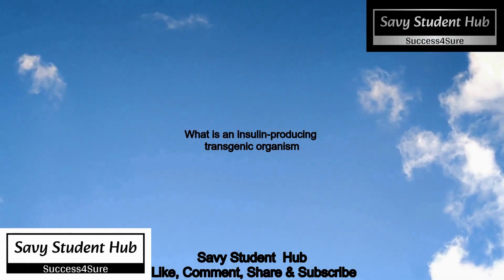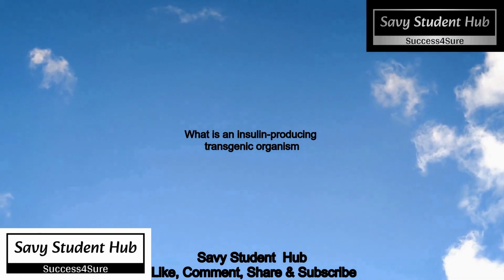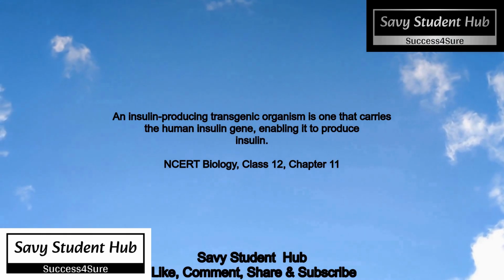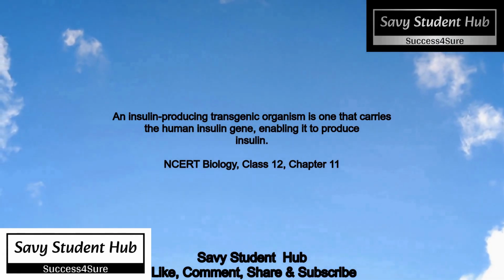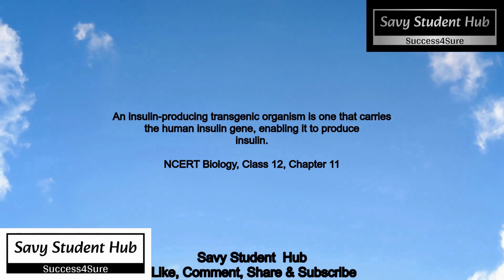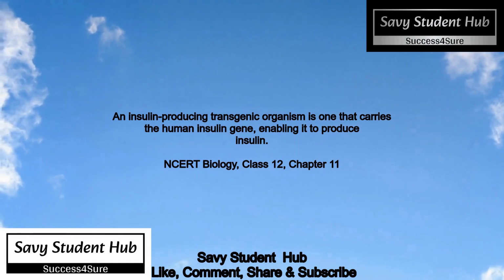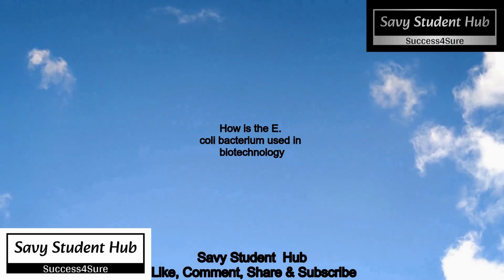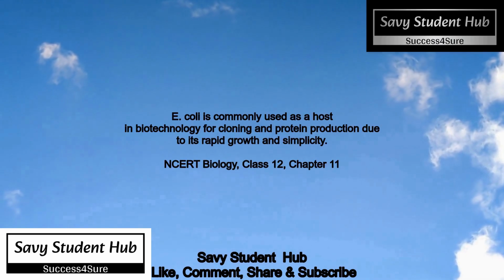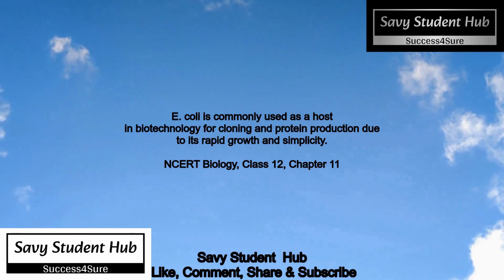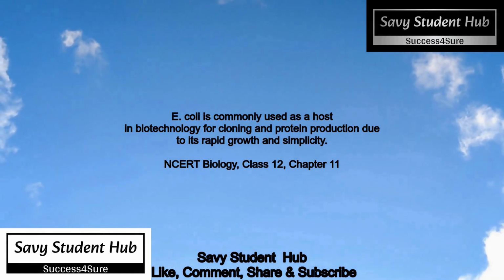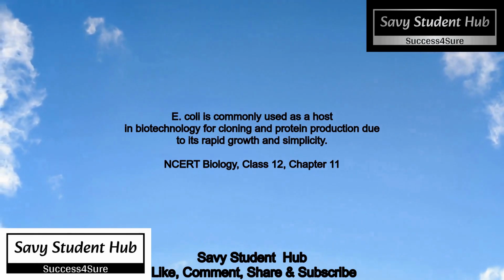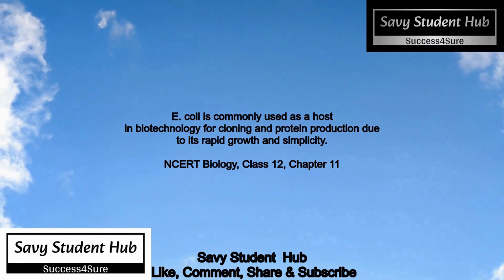What is an insulin-producing transgenic organism? An insulin-producing transgenic organism is one that carries the human insulin gene, enabling it to produce insulin. How is the E. coli bacterium used in biotechnology? E. coli is commonly used as a host in biotechnology for cloning and protein production due to its rapid growth and simplicity.